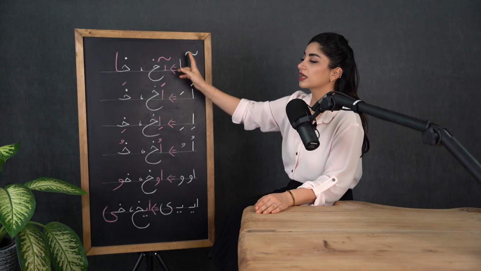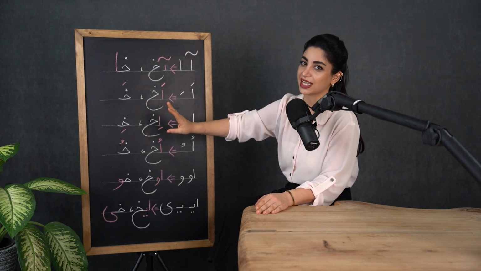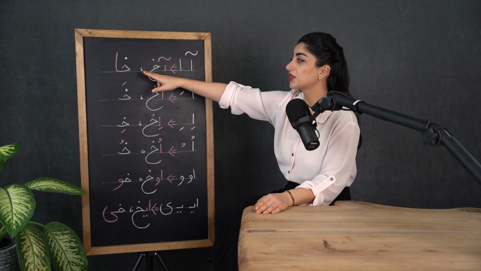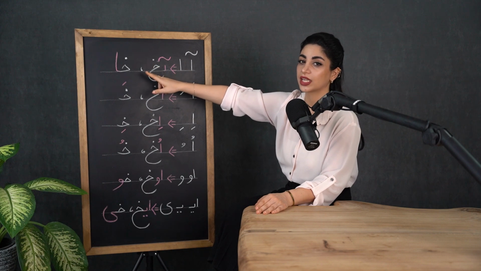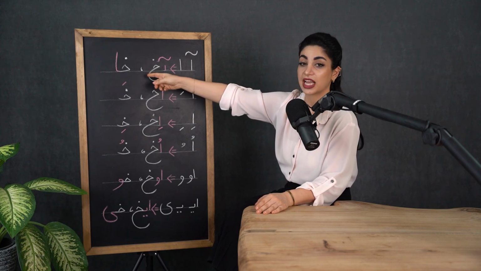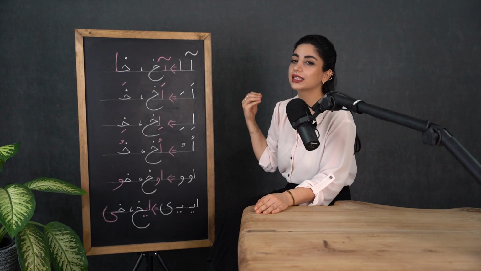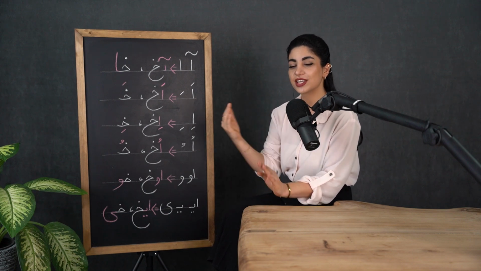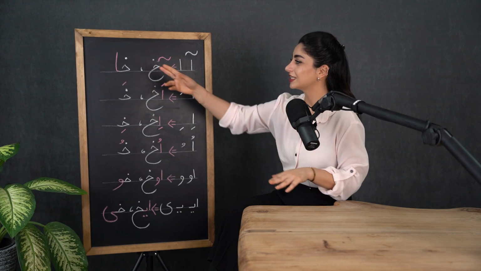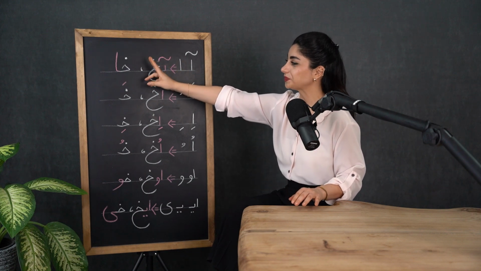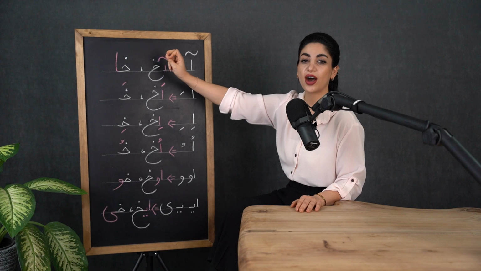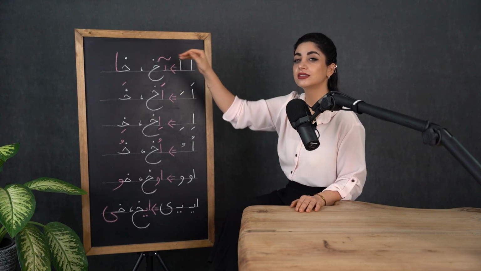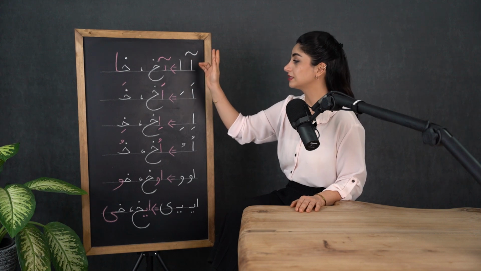What about this one? Comes in the middle or at the end. Sometimes attached, sometimes doesn't. Always comes with the lowercase one. Here we have lowercase khe, and we know that this one wants to attach. So when both of them want to attach, they attach. So khe, then a. Khe, a. Together. A, kha, kha.